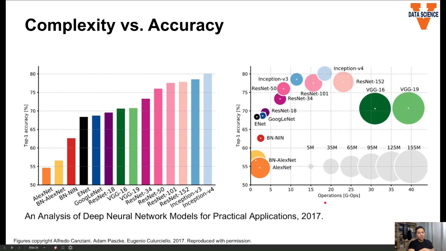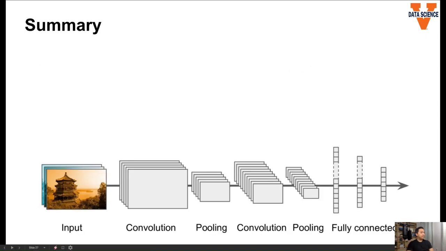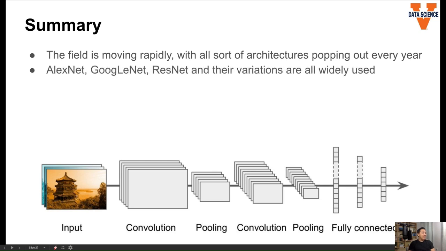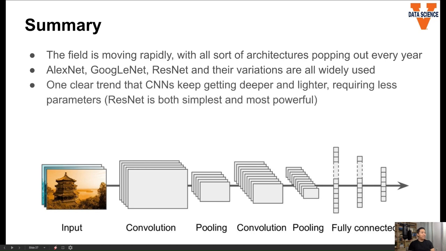Right, so that gives you a big appreciation of how much computation the network needs versus how high the performance is. So in summary, the field is moving very rapidly, with all sorts of architectures popping out every year. If you follow some of these principles, you actually can write your own architectures. That's part of what's interesting and exciting about the field. AlexNet, GoogleNet, and ResNet, and their variations are widely used in the field. A clear trend is that CNNs keep getting deeper and lighter and require fewer parameters. ResNet is both the simplest and the most powerful.